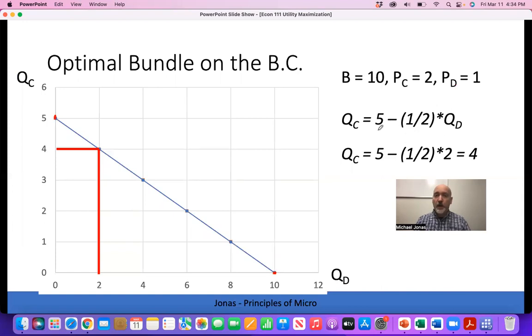We want to double check that the bundle that we found is actually on the budget constraint. So the equation for the budget constraint: quantity of coffee equals 5, our y-intercept, minus price of donuts over price of coffee, the slope, times the quantity of donuts. We plug in 2 for our quantity of donuts, and that gives us 5 minus 1/2 times 2. We can still afford 4 cups of coffee if we purchase 2 donuts. So the bundle of 4 coffees and 2 donuts is in fact affordable, and it puts us right here on our budget constraint.